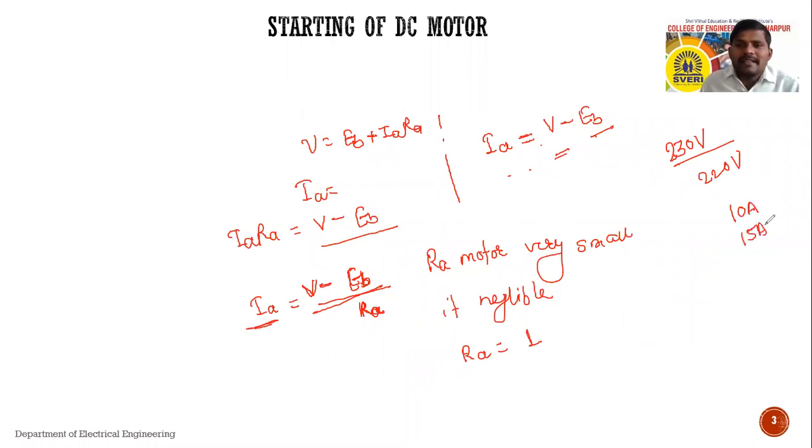Consider the rated current of the motor to be 10 ampere, or it becomes 15 ampere. See, without using a starter, if we connect the motor directly to the supply, that means we are applying the rated voltage, near about 220 volt or it may be 230 volt, then what is the value of back EMF at standstill condition?